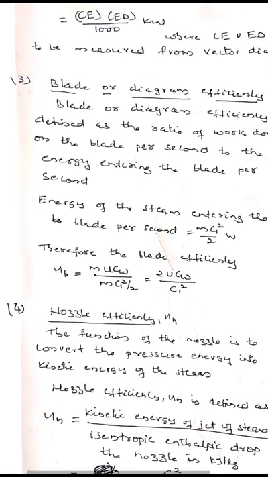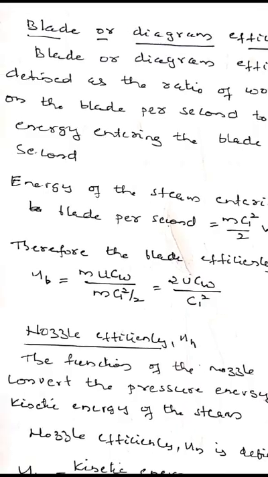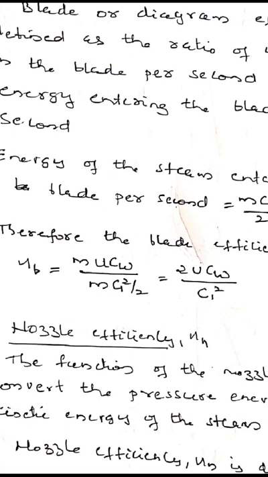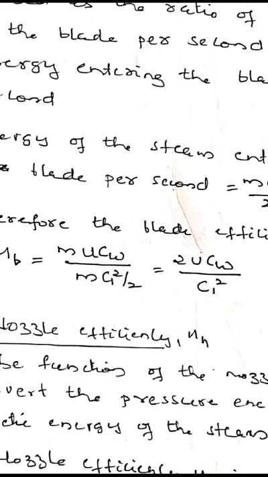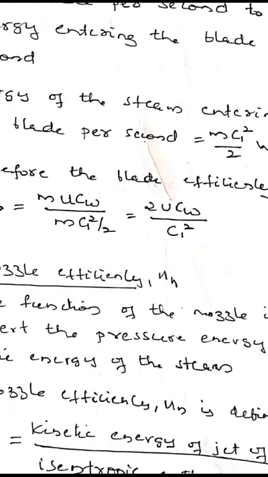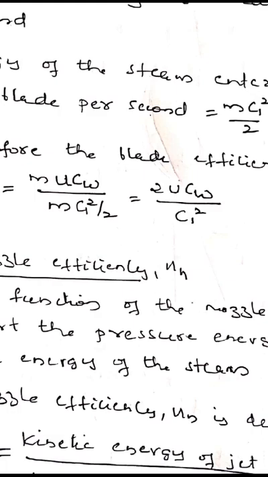Now, what is blade efficiency? Blade efficiency is equal to the work done on the blades divided by the energy of steam entering the blades, or power developed on the blades divided by energy entering the blades. It is equal to U into Cw divided by C1 squared by 2, or m into U into Cw divided by m C1 squared by 2. It will be 2U Cw divided by C1 squared.